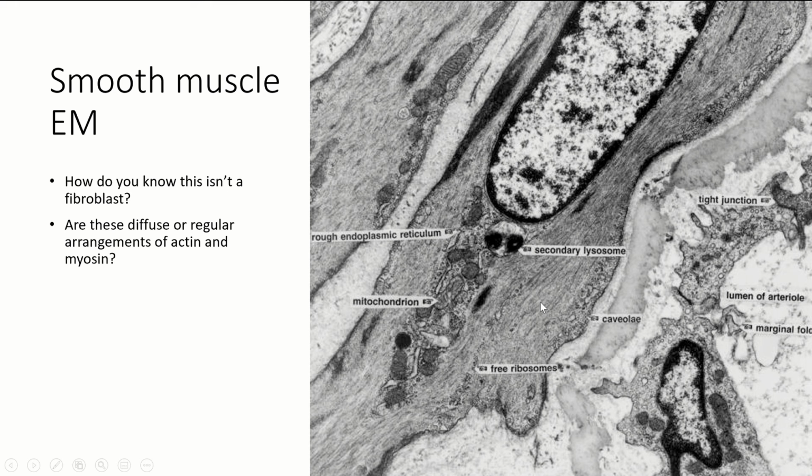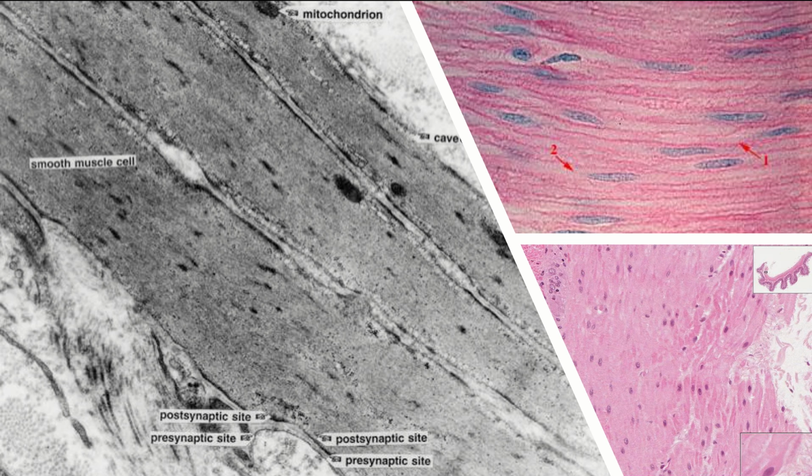I'll tell you right now, they're diffuse, right? Remember we learned that that's why it's non-striated. So there's a bunch of actin and myosin in here, but they're not arranged regularly. And when you see an example of them when they are arranged regularly, you'll see the difference, okay? And we'll see that in a second.